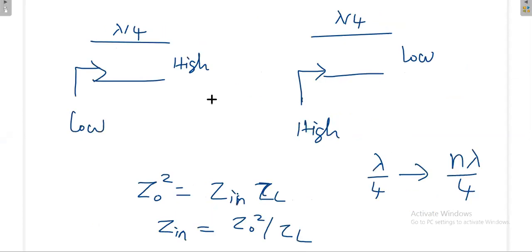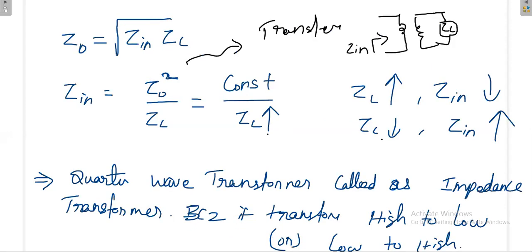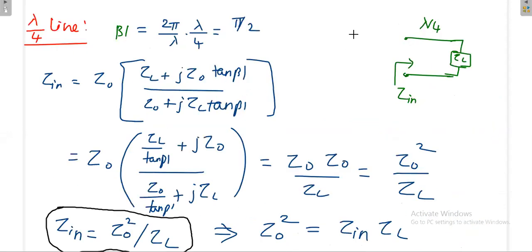When you have a lambda by 4 transformer line, if this is the load, this is the input impedance, and Z0 is the characteristic impedance of the line, then how are they related? The product of the input impedance and the load impedance of the line is equal to the characteristic impedance squared. அதுதான் வந்து இங்க யூஸ் பண்றோம்.